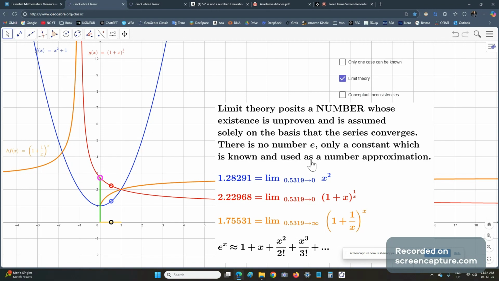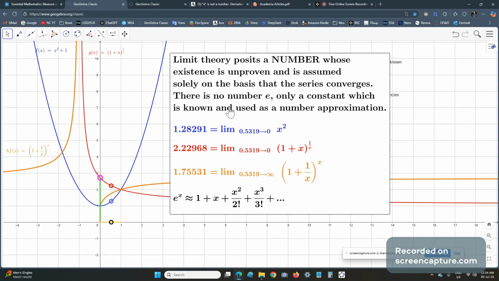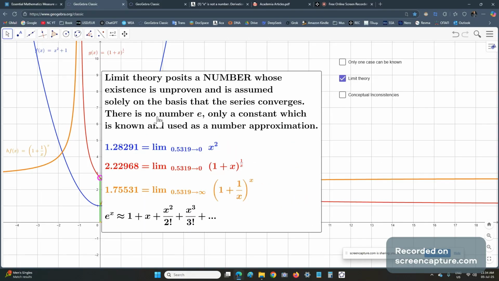Not the topic of this video, but there are higher beings, and they can't do that because they'd have to live forever. All right? So there is that fake idea, that fake notion that e is a number. It's not a number. So let's look at some more proof of that.